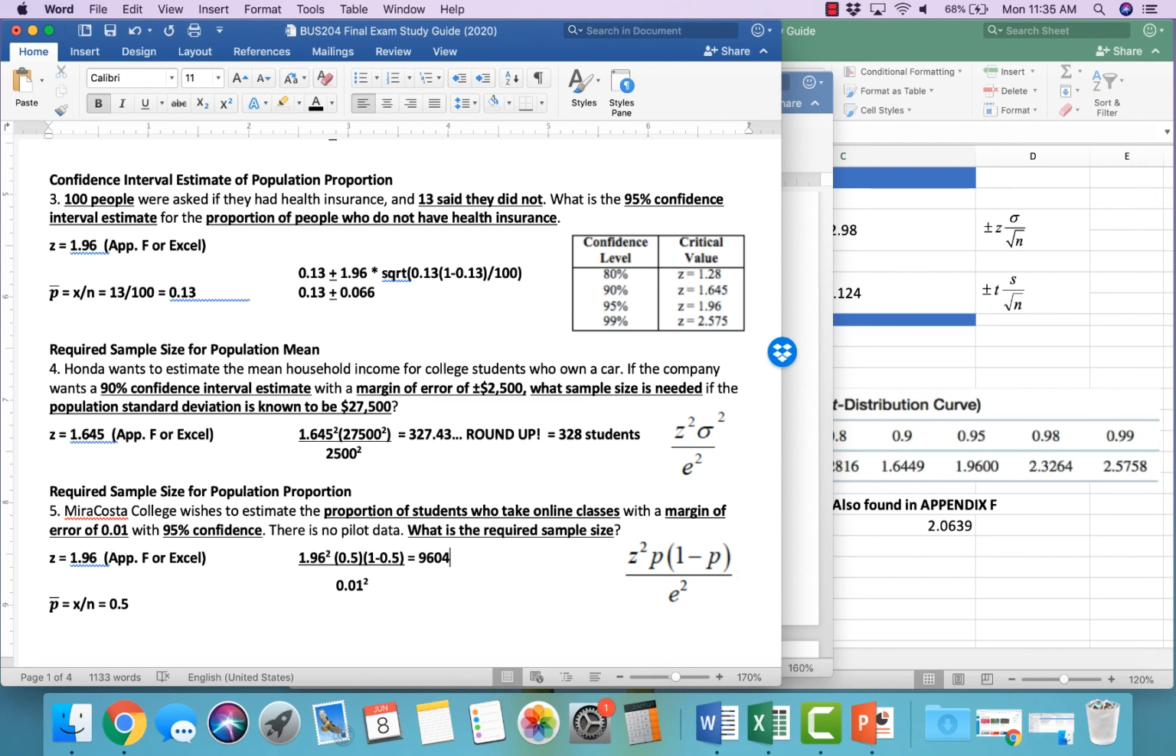9,604. And I don't have to round it at all because there were no decimal values to work with. We got lucky. It was an exact whole number. 9,604 students that we will need to ask whether or not they take online classes.